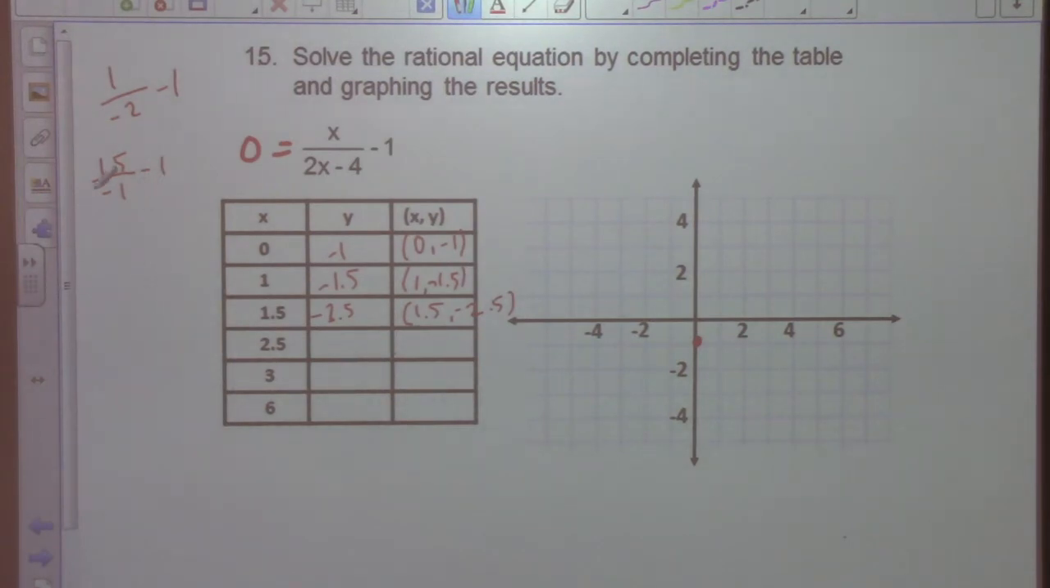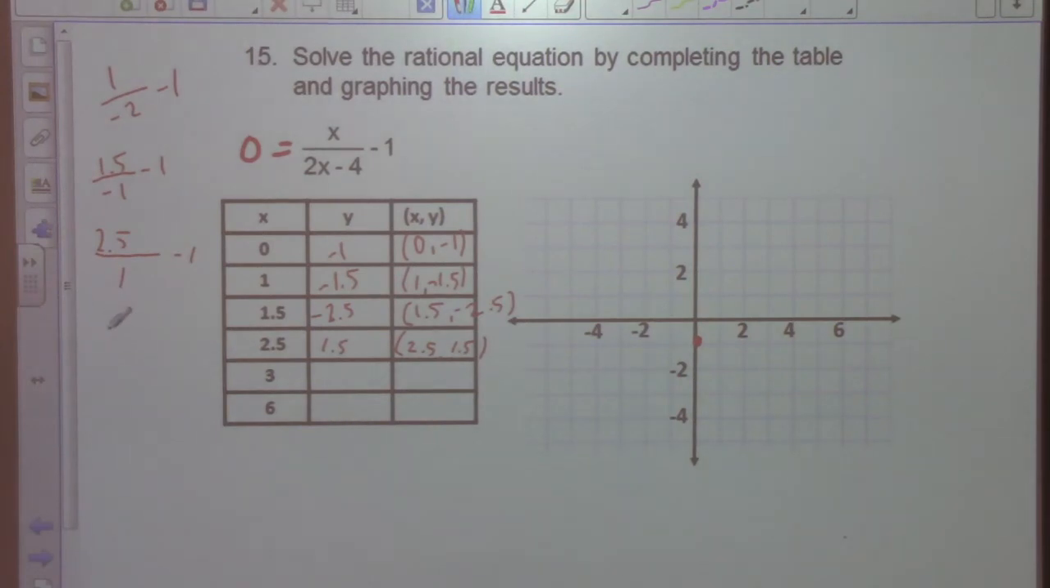Okay, next, if we take 2.5, we get 2.5 over 2.5 times 2 minus 1, so that's going to be 2.5 over 1 minus 1. So 2.5 minus 1 is 1.5. So here we get 2.5, comma 1.5.